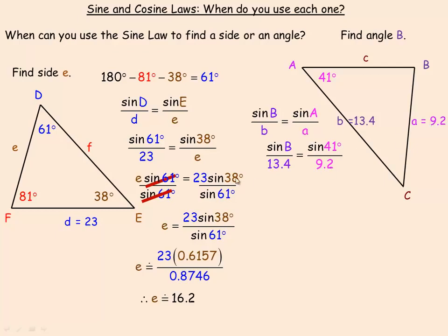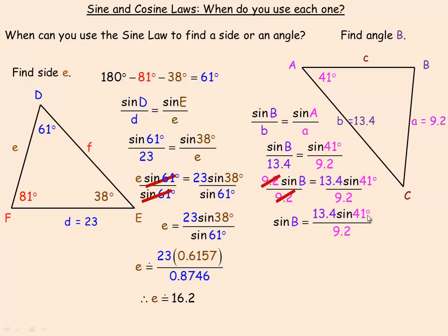And so we cross multiply, very similar to this step here. 9.2 times the sine of B would equal 13.4 times the sine of 41. And I want to find B, so I would next try to isolate the sine of B. This 9.2 is multiplied by it, so we would divide out the 9.2. And so this is what sine B equals: 13.4 sine 41 over 9.2.